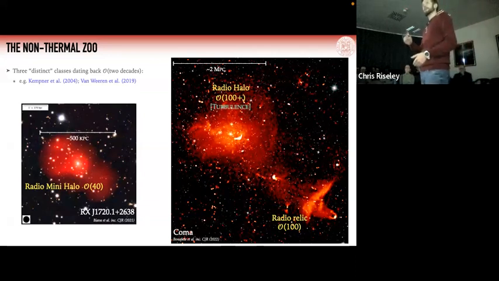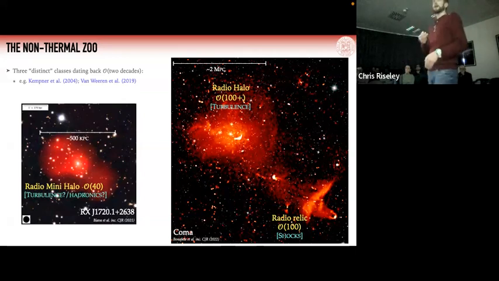It's pretty commonly accepted that halos are powered by some form of MHD turbulence following cluster mergers. Radio relics are, broadly speaking, driven by shocks, so some form of diffusive shock acceleration or reacceleration. And mini halos, the jury's still out. This is one of the questions that we're trying to answer.